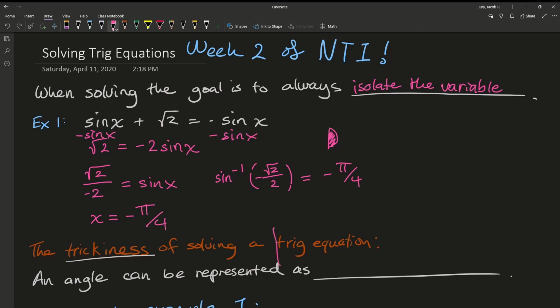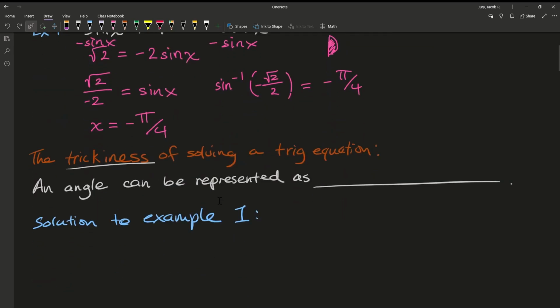If you said, wait, can it just be like 7 pi over 4? Then you'd be right, because that would actually solve our solution. If we look here, that's actually an angle that would satisfy this equation. Even though we used an inverse trig function over here to get an answer, doesn't mean 7 pi over 4 is incorrect and wouldn't solve our equation.